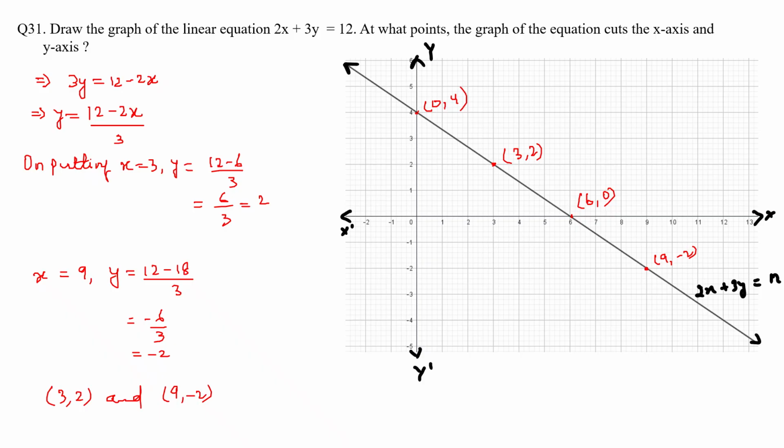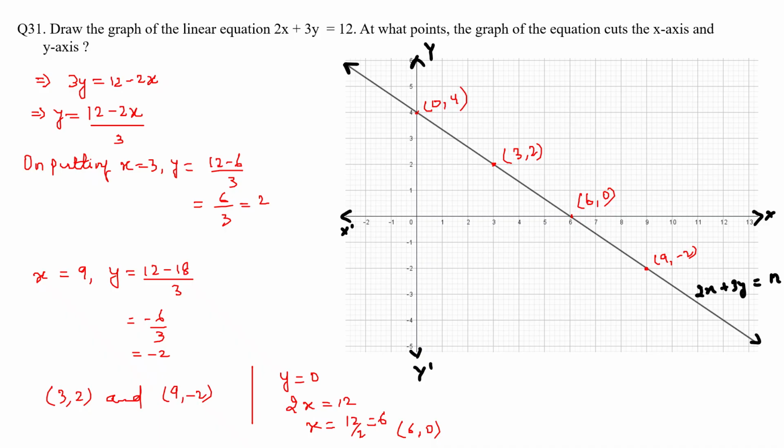Now to get at what point it will cut the x and y axis, you can see that by the graph. If you have to do it without the graph, we know that if the graph cuts the x-axis, the y coordinate will be 0. So in such a case, if you put y equal to 0 in the given equation, it will become 2x equal to 12. So x will be 12 by 2, which is 6. So the coordinate will be (6, 0).